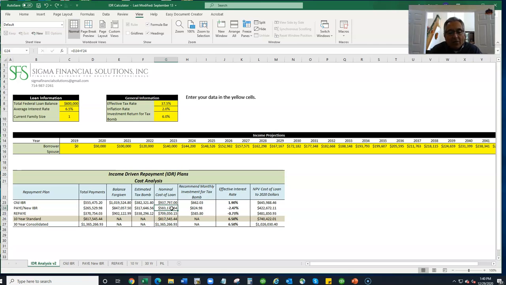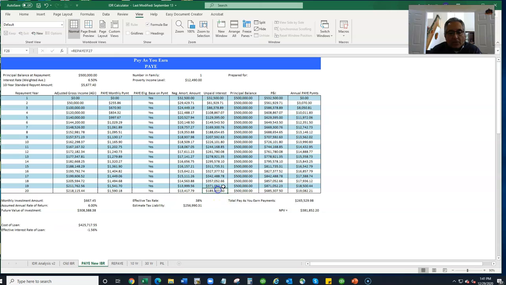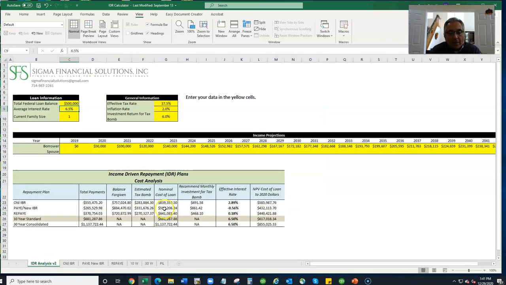you paid over the life of the loan. To combine this amount, the estimated tax bomb, plus what you paid, in this case, it's $583,000. And the 10-year standard, that's not correct. Did I change that? Oh, you know what? I did change that. Let me put that back to do a better comparison. Okay, that's correct.